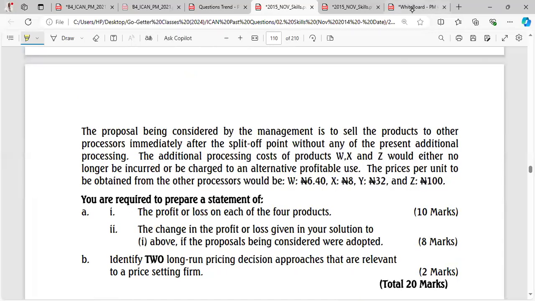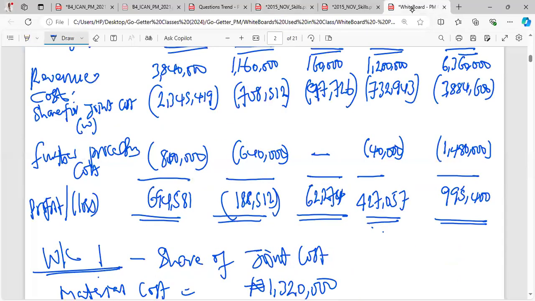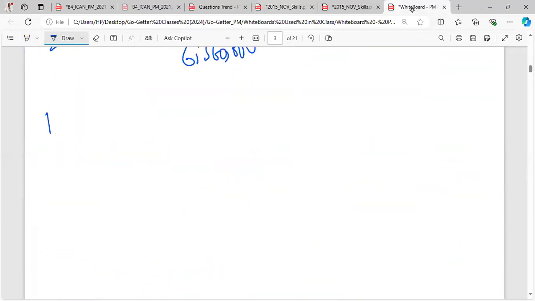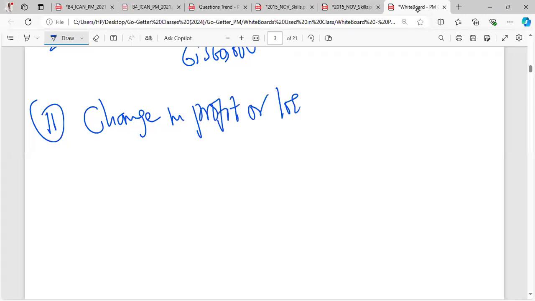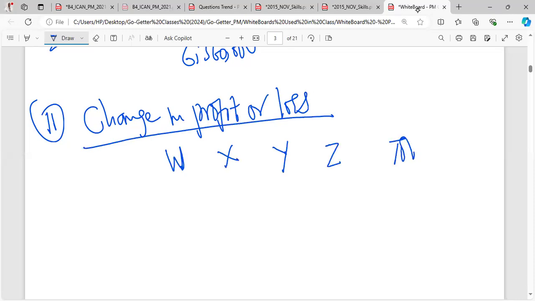So what we're going to do now is, the second question is change in revenue. So the B part or the second part, is it change in profit? Yes, change in profit or loss. So we have W, X, Y, Z, total.